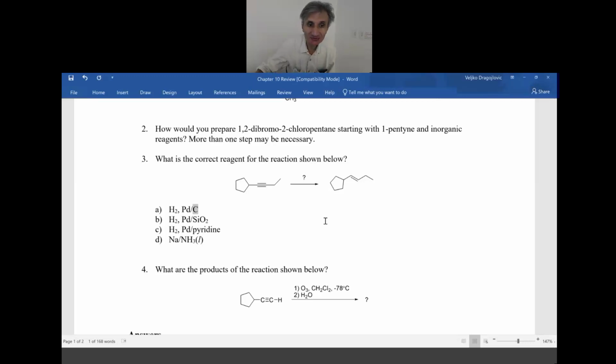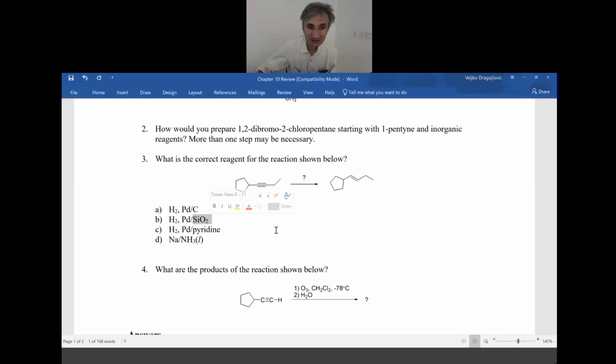So that's not correct. And the same goes for B, silicon dioxide. Silicon dioxide is not correct. That's another support, an alternative to carbon. It's also a solid support that allows the catalyst, palladium, to be spread over a large area. Again, palladium is very expensive, so this allows us to use a very small amount of palladium spread over a large area as an efficient catalyst. But again, the product would have been alkane.